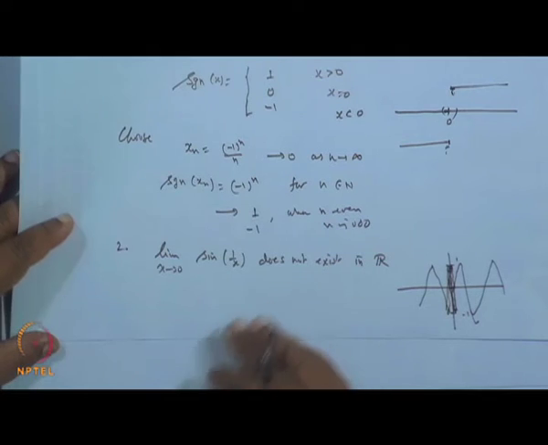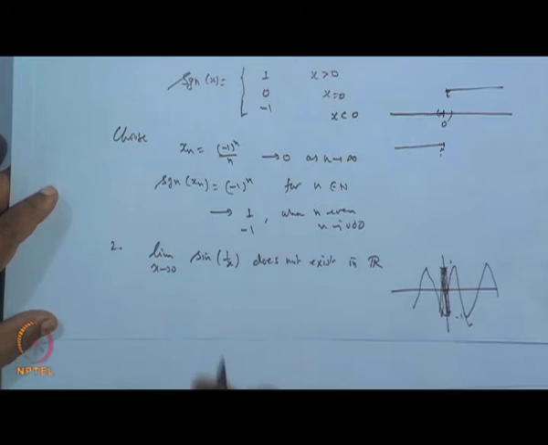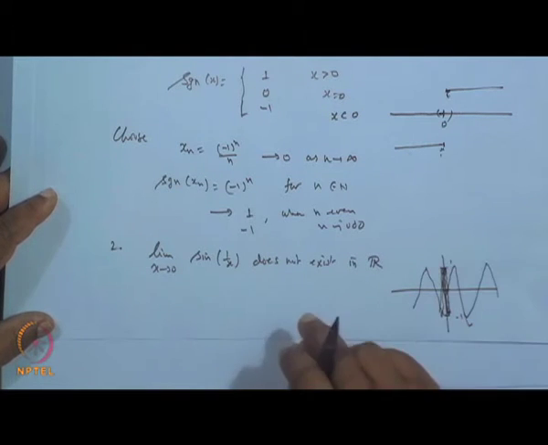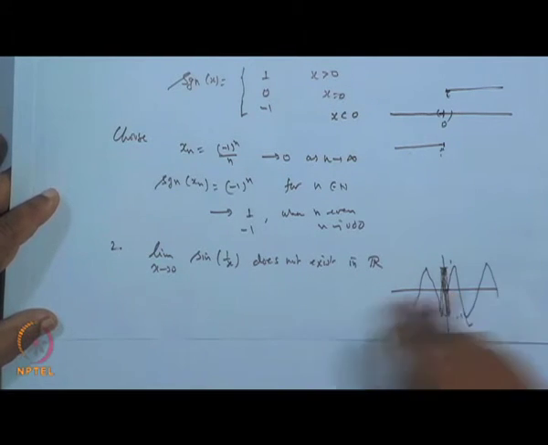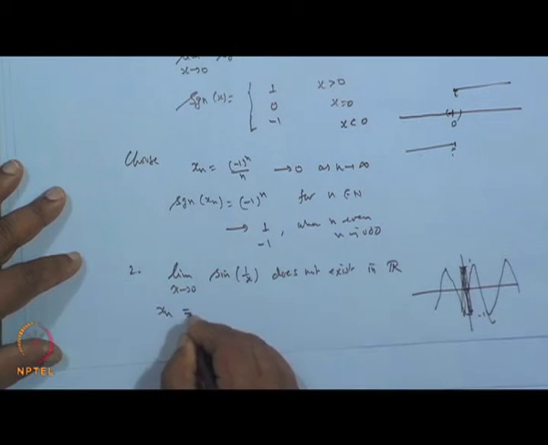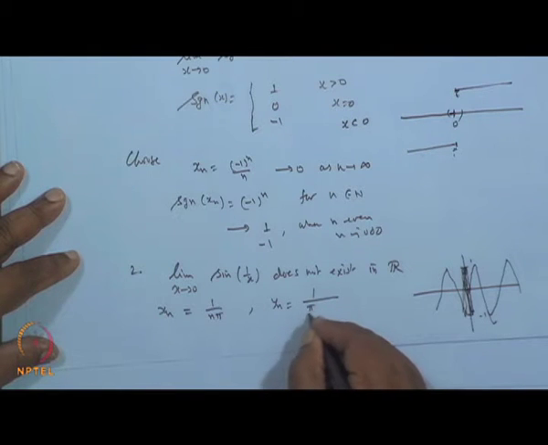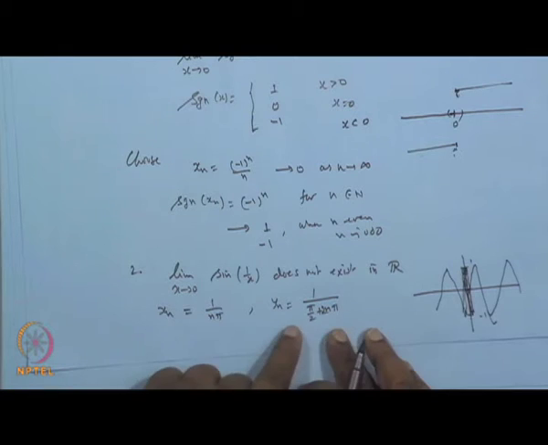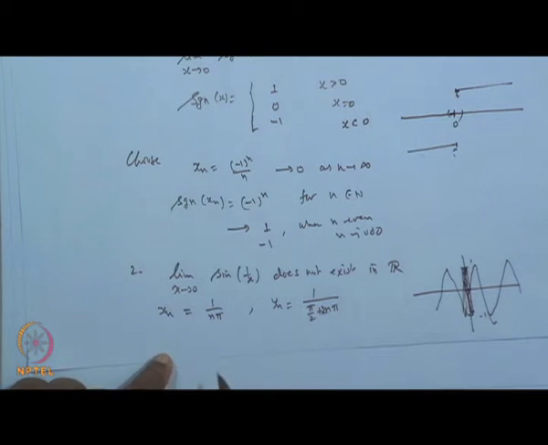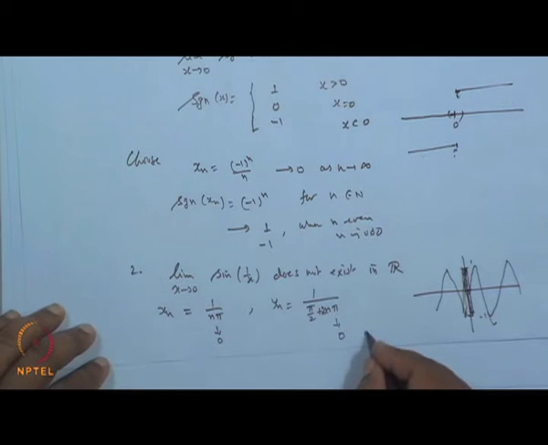It means that along two different paths, if the limit of the sequence has different values and both the paths are tending to 0, then obviously the limit will not exist. So let us take x n to be 1 by n pi, and suppose another sequence y n is 1 by (pi by 2 plus 2 n pi). Now both of these are tending to 0 as n tends to infinity.